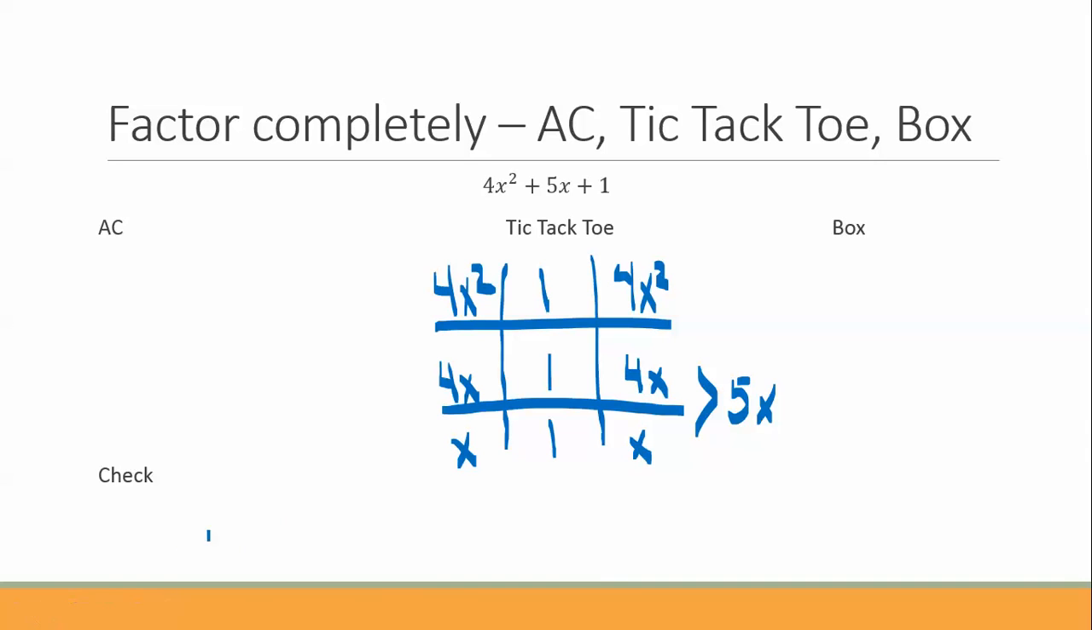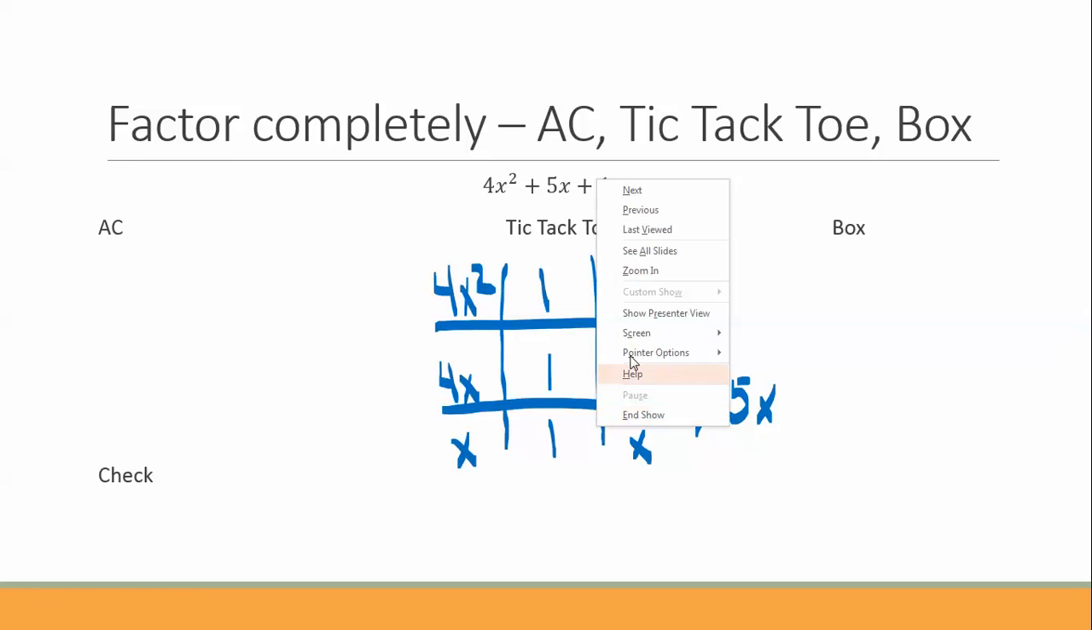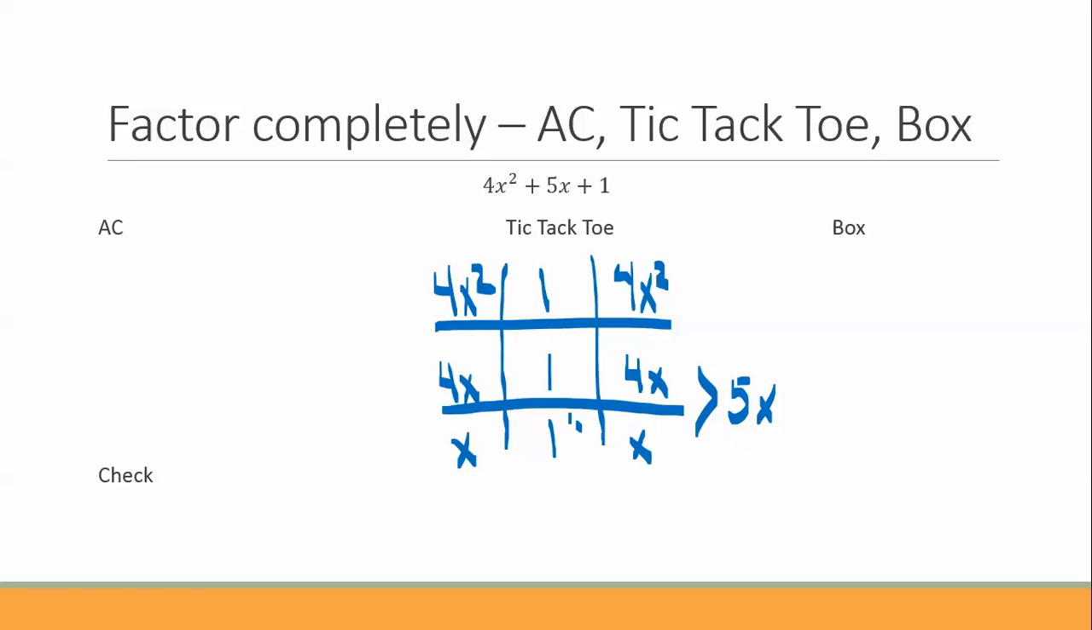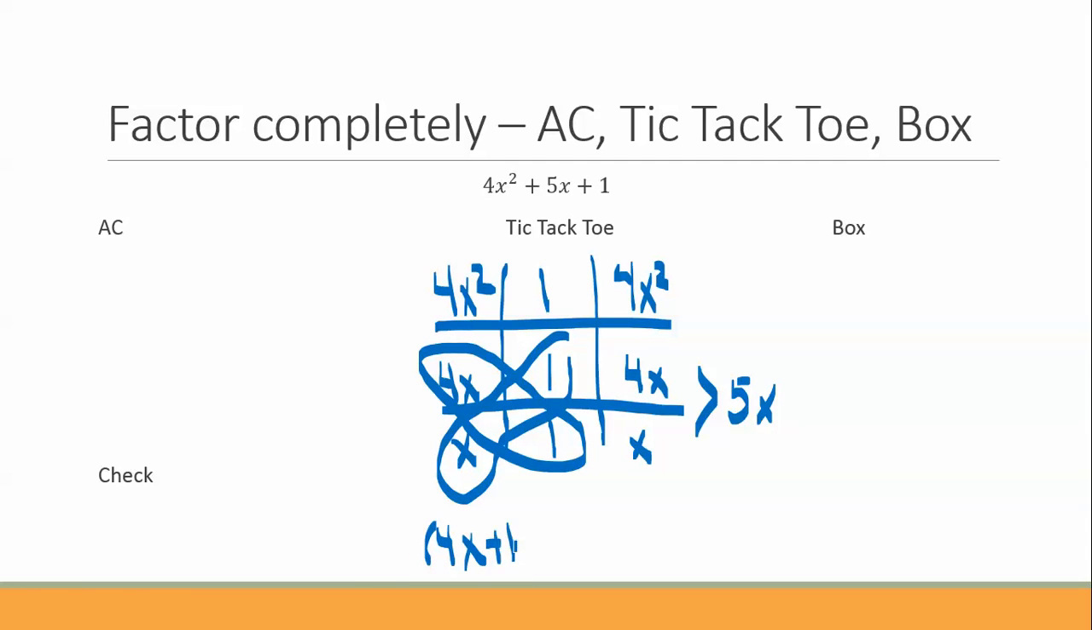One thing I forgot to show you on the previous example is let's make sure everything multiplies correctly. So x times 4x is 4x squared. 1 times 1 is 1. x times 4x is 4x squared again. 4x times 1 is 4x. x times 1 is x. So it does all multiply together correctly. So our factoring is along our diagonals. Our factoring is then 4x plus 1 times x plus 1.